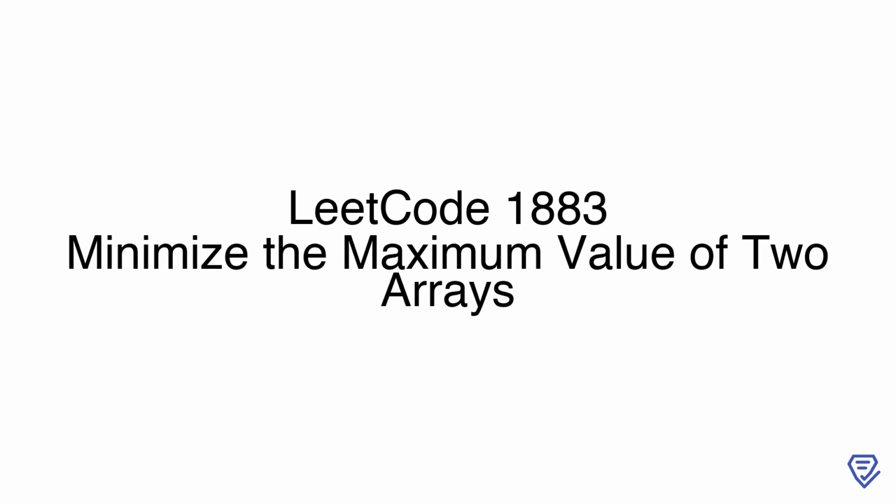Today, we'll explore LeetCode problem number 1883, minimize the maximum value of two arrays. This problem challenges us to distribute integers across two arrays while minimizing the maximum value in either array. Stay tuned as we break this down step by step and uncover the optimal solution.